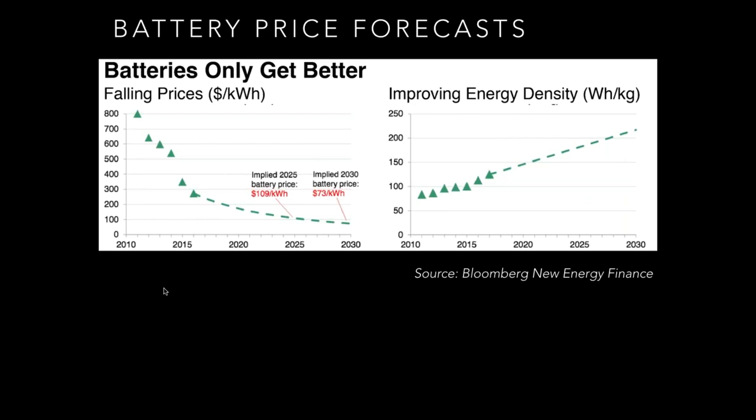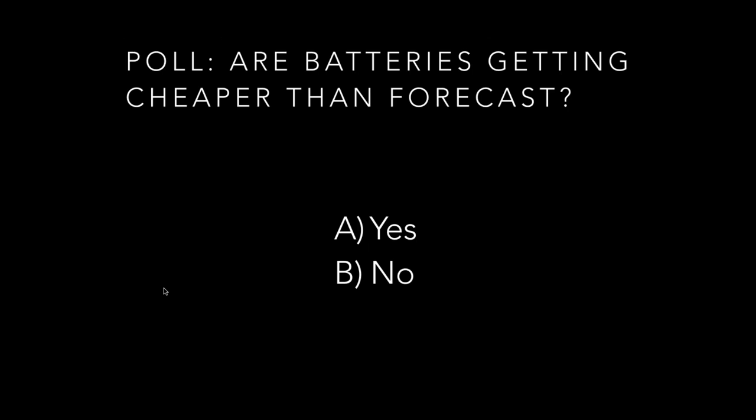And battery prices are only getting better. This is a forecast from Bloomberg New Energy Finance, and I'm going to talk about it more in just a second about why we're using one that's a little bit older. But as you can see, battery prices are forecast to continue falling all the way through 2030 to under $100 per kilowatt hour of capacity, even as the batteries continue to improve in their energy density, the amount of energy you get per kilogram of battery capacity.